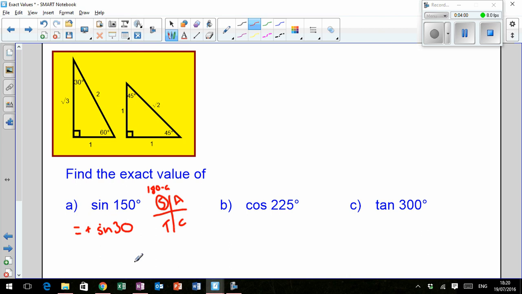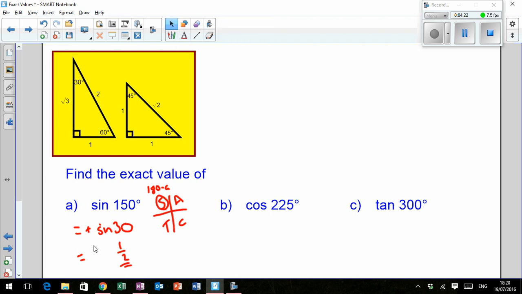Then we go back to our triangles, right? Sine 30, opposite is 1, hypotenuse is 2. So it's going to be positive a half. Okay, so that's just going to be a half. We're looking at positive sine 30. We know sine 30 is a half, so the answer is just a half.